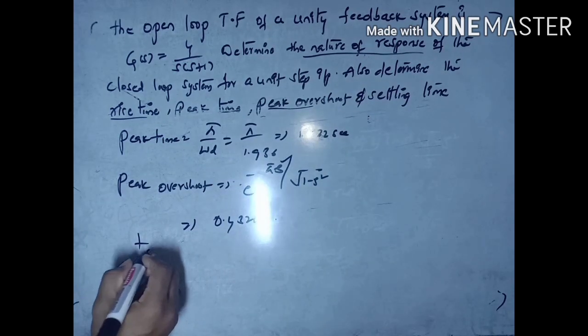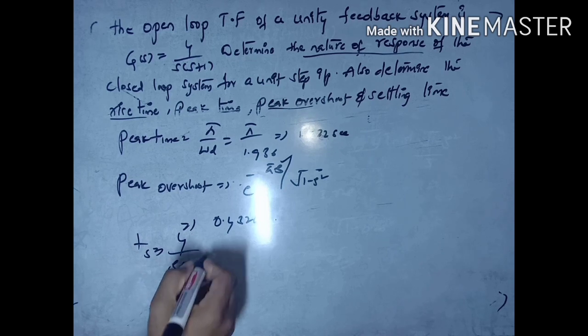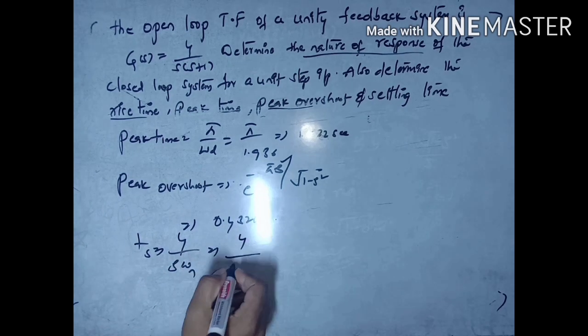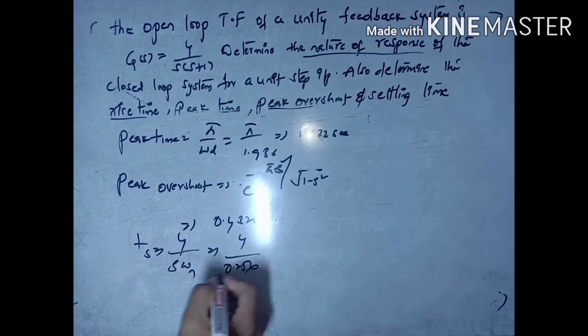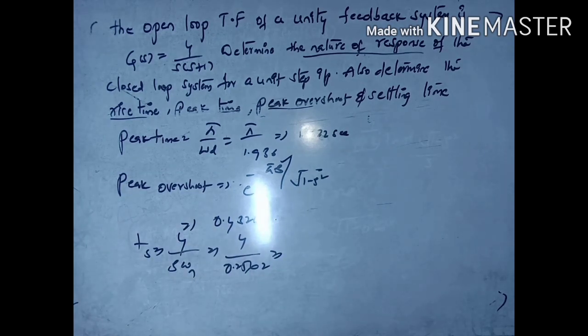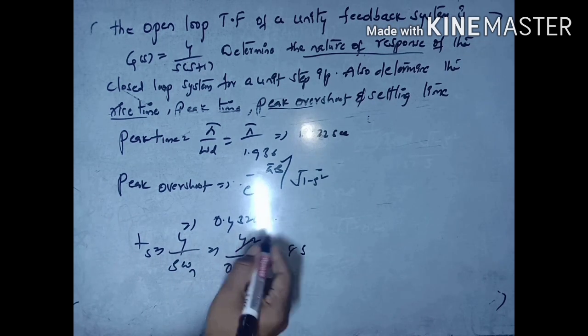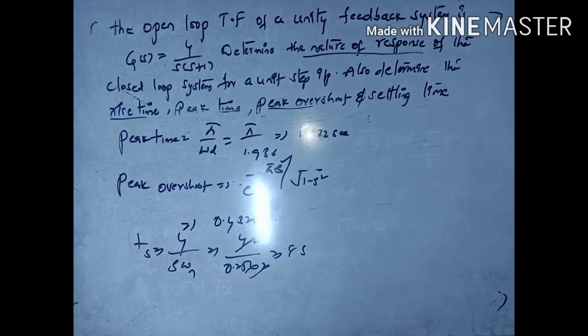Next, we will calculate settling time. Settling time TS equals 4 / (zeta omega n) for plus or minus 2% tolerance. So 4 / (0.25, the zeta value, into 2). So we will get the value of settling time as 8 seconds. So these are the time domain specification values.